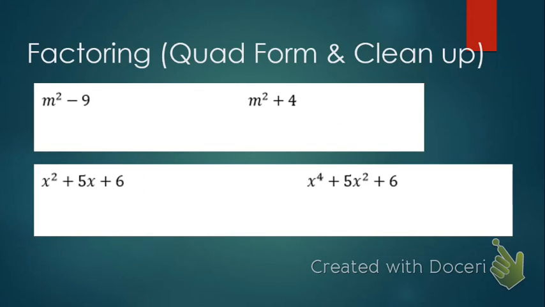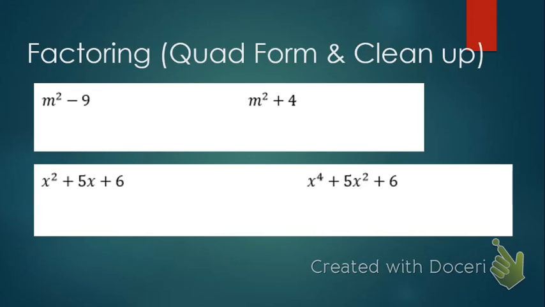Factor all of these. Try it. Go for it. Press pause, and then press play when you're ready. Okay. Now that you're back, m squared minus 9 is a perfect square, so it's m plus 3, m minus 3.